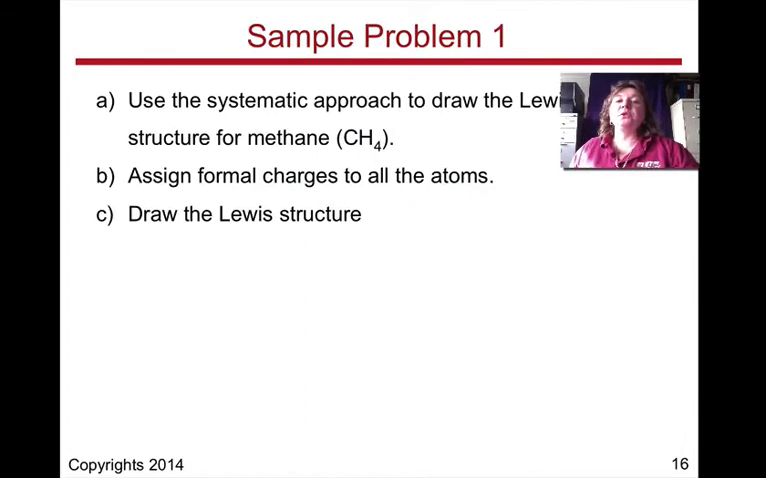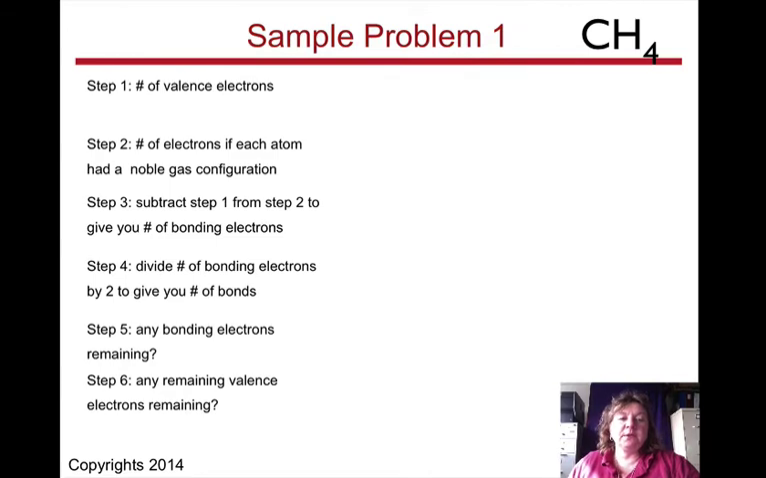All right, let's work through some sample problems, and then we will do some more practice offline. 1. Use the systematic approach to draw the Lewis dot structure for methane. Assign the formal charges to all the atoms, and then draw the Lewis structure. Here are our 6 steps, and we're going to go through and work the problem.